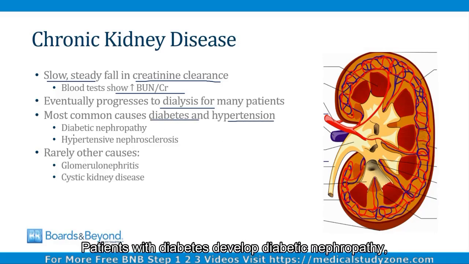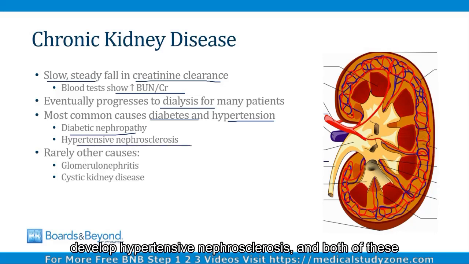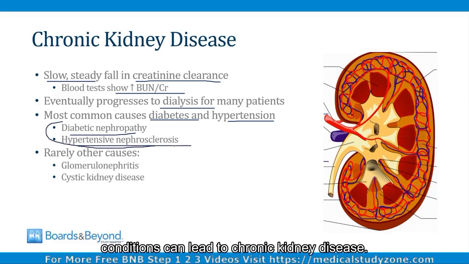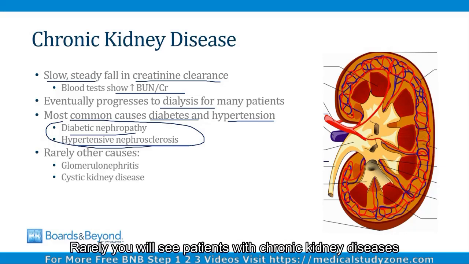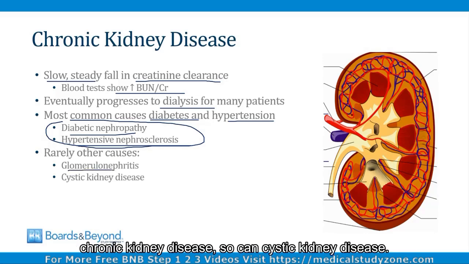Patients with diabetes develop diabetic nephropathy. Patients with hypertension develop hypertensive nephrosclerosis, and both of these conditions can lead to chronic kidney disease. Rarely you will see patients with chronic kidney disease with other causes. For example, glomerulonephritis can cause chronic kidney disease, so can cystic kidney disease.